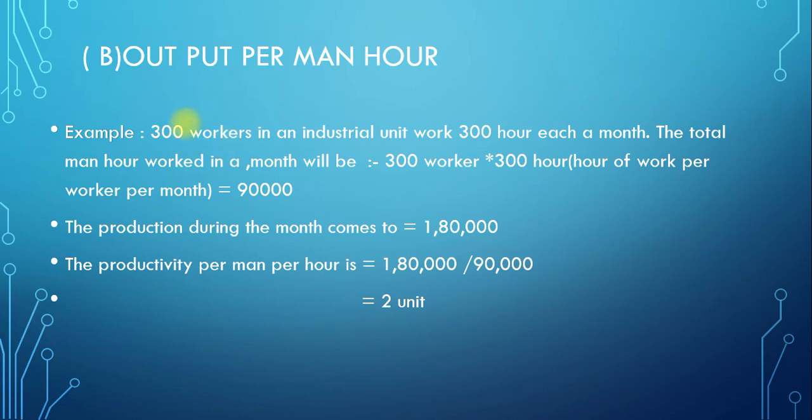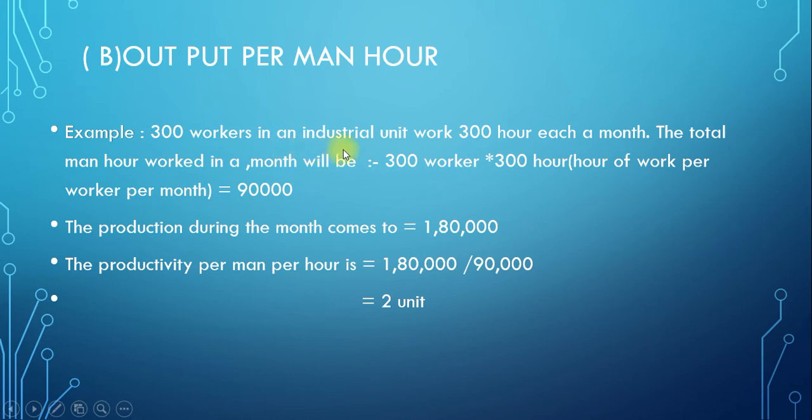Before I explain the example, I have to note one point here: the total number of workers, their work hours and even the total production given during that particular period should be taken as the base of output per man hour. So it's easy to calculate our problem. So let's see the example.